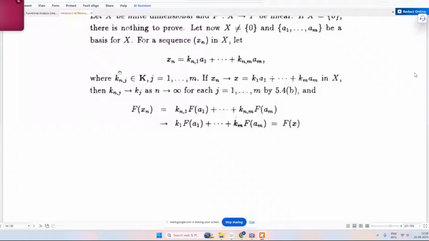So these knj's for n equal to 1, 2, 3, etc., are all scalars. They are the coordinates and they are the scalars. If k is real, you get real numbers. If k is complex, you get complex numbers.